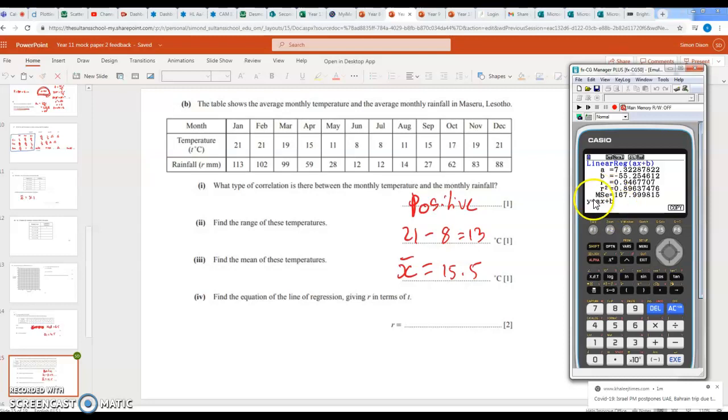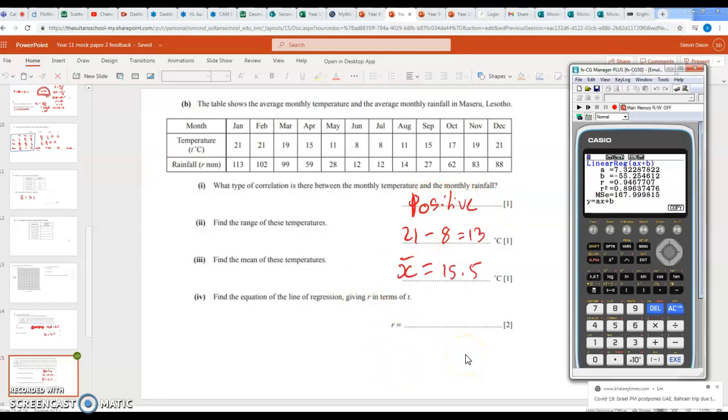So push that. Okay? Now we could see what's happening there. We're saying the line is y equals AX plus B, and we're told what the value of A is and what the value of B is. So the answer is, well, y is equal to 7.32. We round to three significant figures. 7.32x minus 55.3.